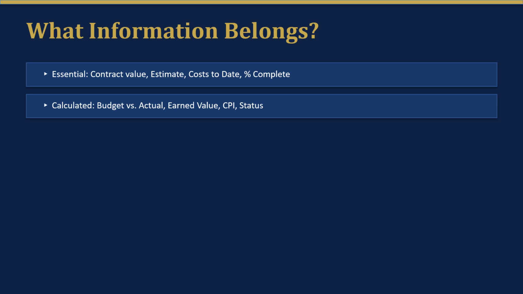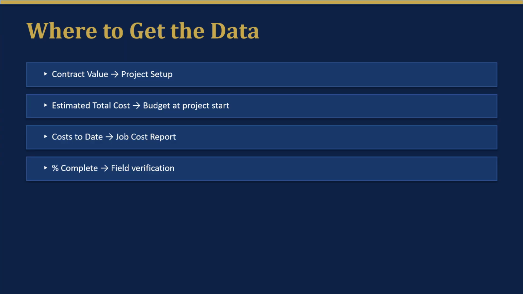Here's where the data lives. Contract value lives in your project setup or bid management section. Estimated total cost is your budget or estimate that was set at project start. Costs to date come from your job cost report or aged labor and material reports. And % complete, the most critical piece, comes from the field. The PM or superintendent walks the job, measures the units in place, and verifies how much is actually done. This works in any accounting system. The data points are the same whether you're in Sage, QuickBooks, or any other software.